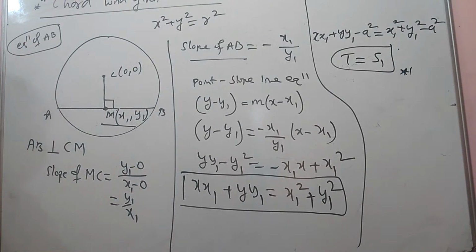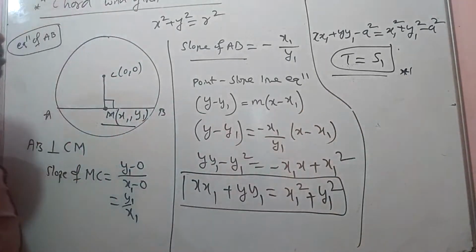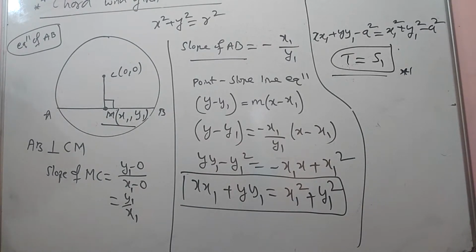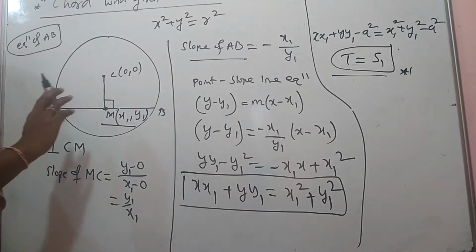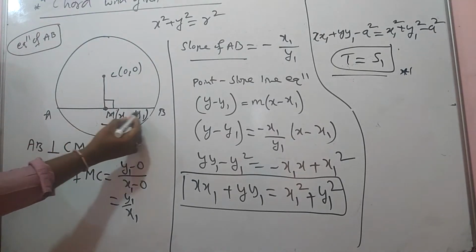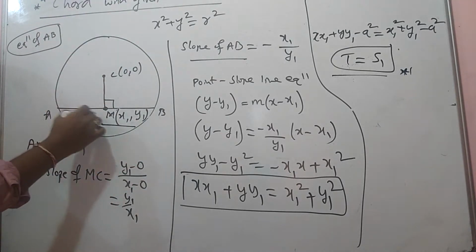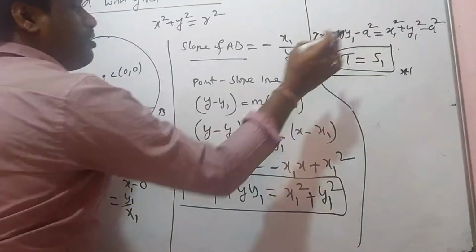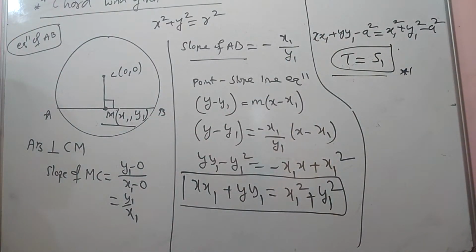Is it clear to all? Chord with the given midpoint, you need to remember this. Chord with the given midpoint is T is equal to S1. I just explained the proof, how you get it, but you should remember it. Whenever they ask you for the chord with the given midpoint, the formula is T is equal to S1. Is it okay?